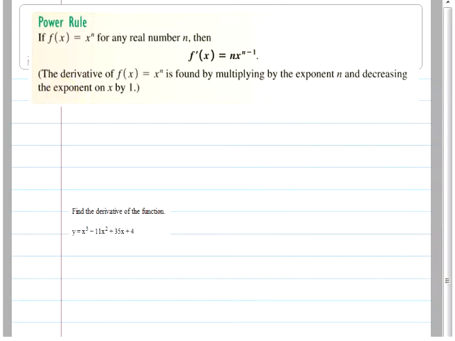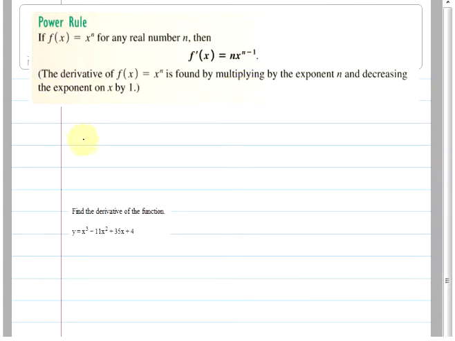In this video, I'm going to show you a few examples of applying the power rule to find derivatives. And the power rule is very cool because it allows us to bypass the idea of using limits and the difference quotient to find derivatives. It's kind of a shortcut for finding derivatives. It's stated here very formally at the top of the screen, but the idea is actually really simple.